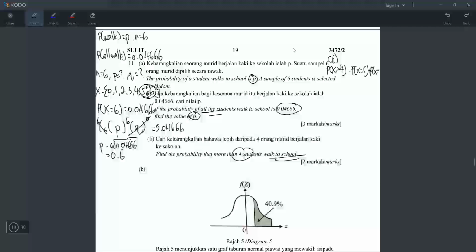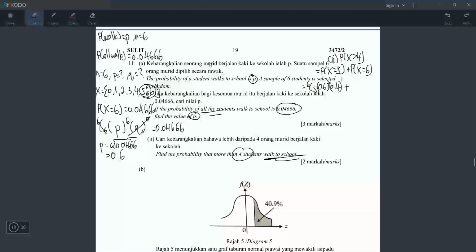Okay, not enough space already. P(X > 4) means P(X = 5) plus P(X = 6). And we are also using walking as the probability of success because they also ask for walk, right? So P(X = 5) would be what? 6C5 bracket. The probability of success, P, is 0.6. And now the probability of failure is 0.4. How you get this is just 1 minus. This one power 5, power 1.